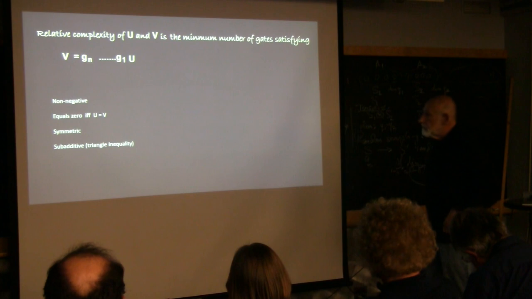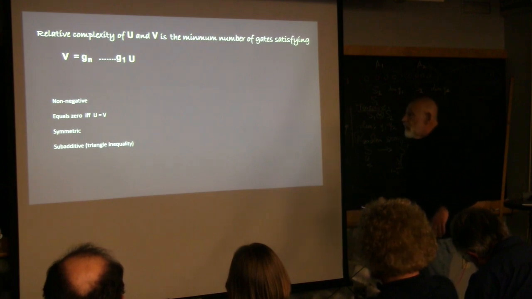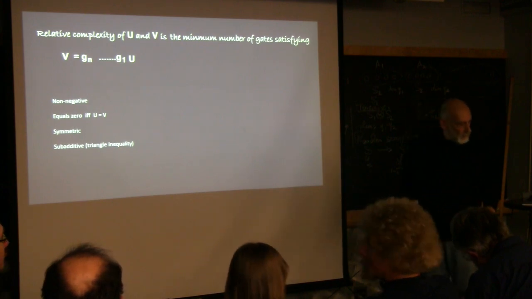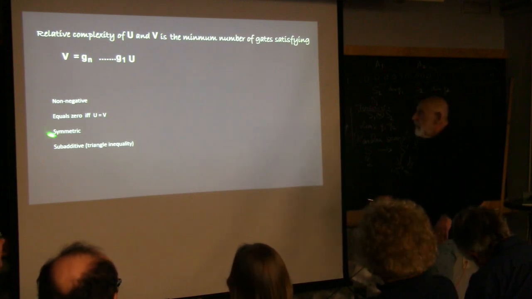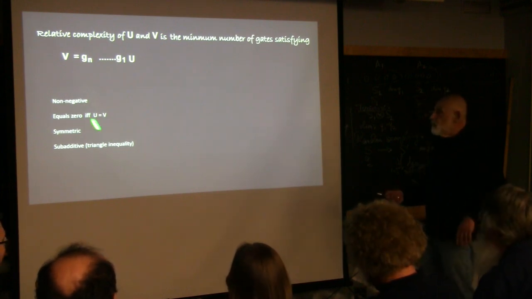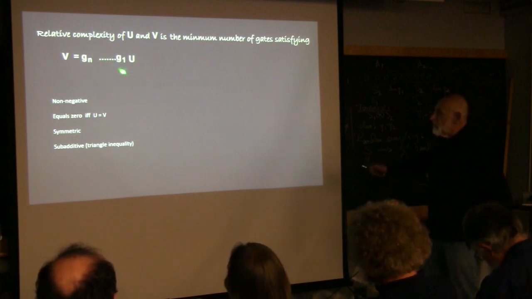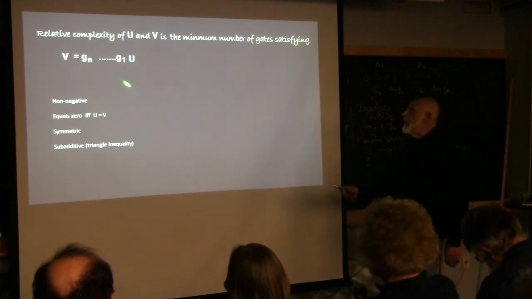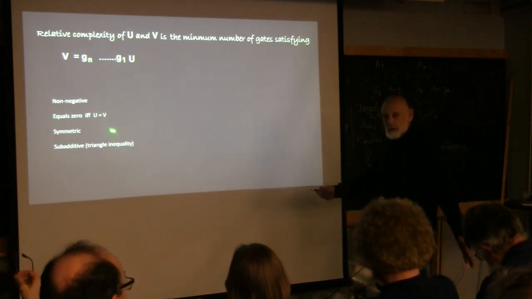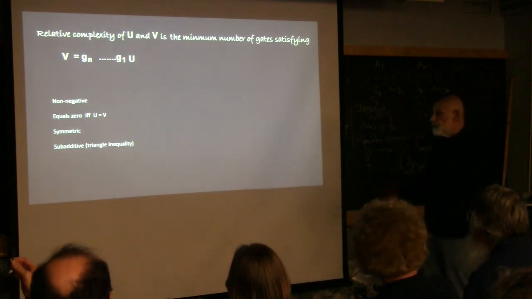What are its properties? First of all, it's non-negative. You can't have a negative number of gates. Second of all, it's zero if and only if U equals V. Third of all, it's symmetric. To see that it's symmetric, you just invert this operator. We always assume that whatever a gate is, its Hermitian conjugate is also a gate. And so the same number of gates will connect U and V as V and U.